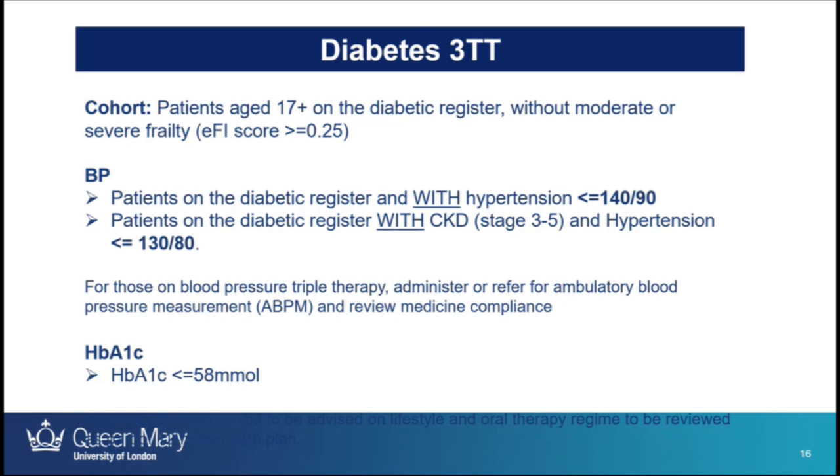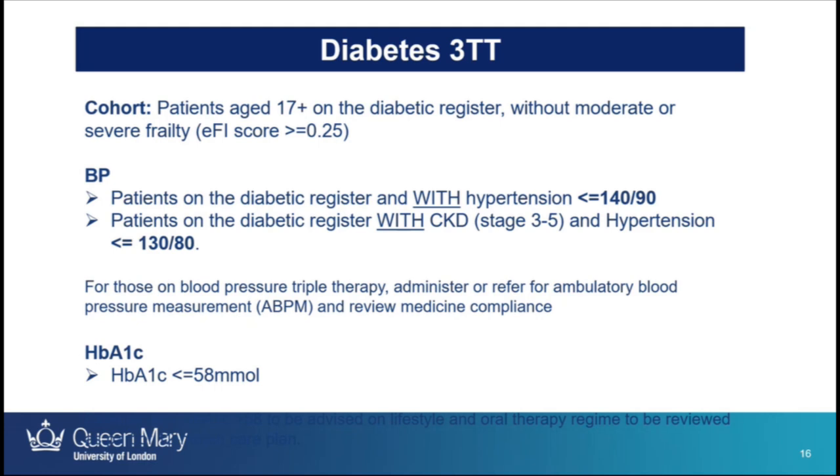And then moving on to your 3 target treatments, we've got your BP and HbA1c, and this is looking at patients that are aged 17 plus, on the diabetic register and without moderate or severe frailty. And you've got 2 different cohorts for your BPs, although it is a combined target. You've got your patients on the diabetic register with hypertension. You are looking to have their BP controlled at equal to or below 140/90. And your diabetic patients with CKD and hypertension, you are looking to have their BP controlled at 130/80.